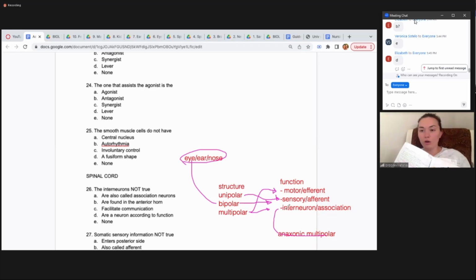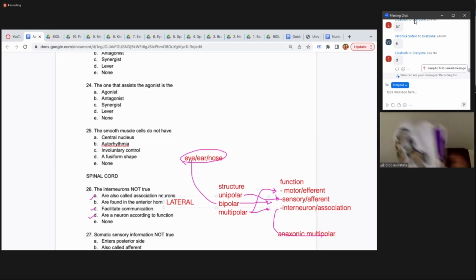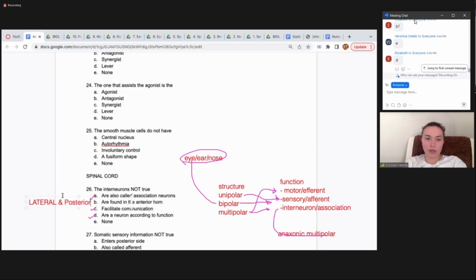And then know that the interneuron or association neurons facilitate communication. They're a neuron according to function. They're also called association. They are found in the lateral horn. Lateral and a little bit in the posterior. I think I have a little bit in the posterior as well. This is just me not wanting to accidentally tell you posterior and then not posterior, but I think we can say posterior. Interneuron, lateral horns. Yes, so they're in the lateral and posterior for the location of the interneuron.